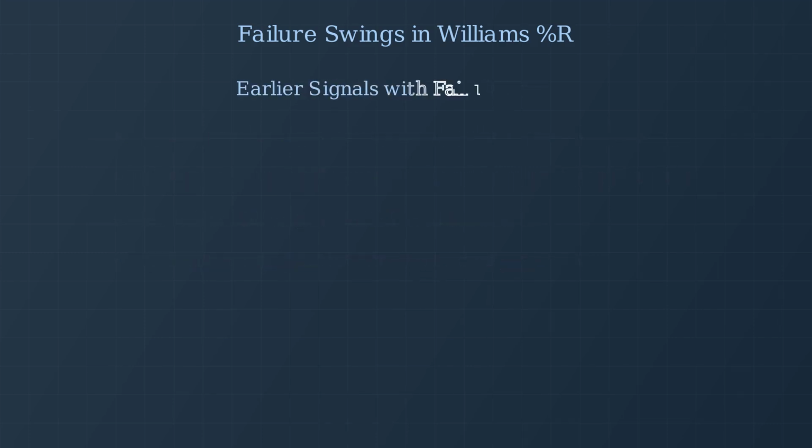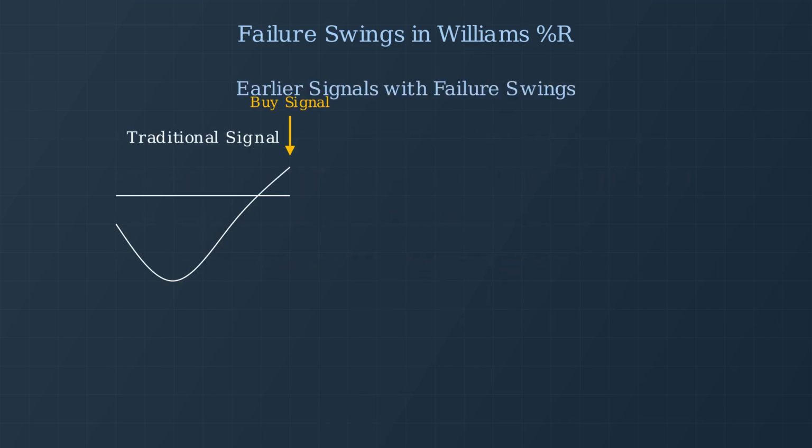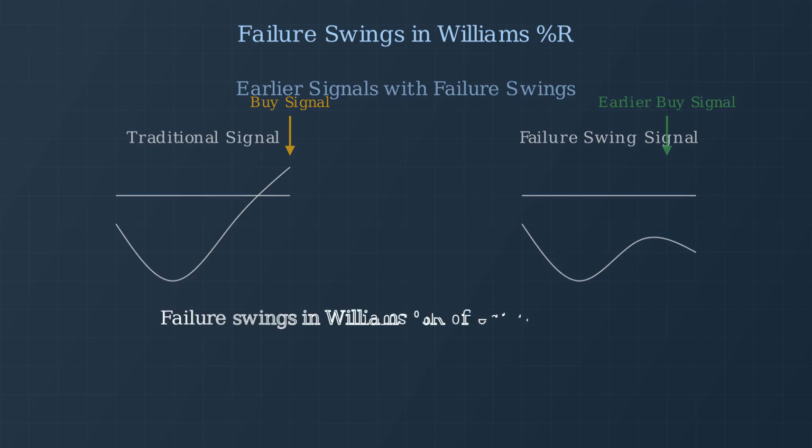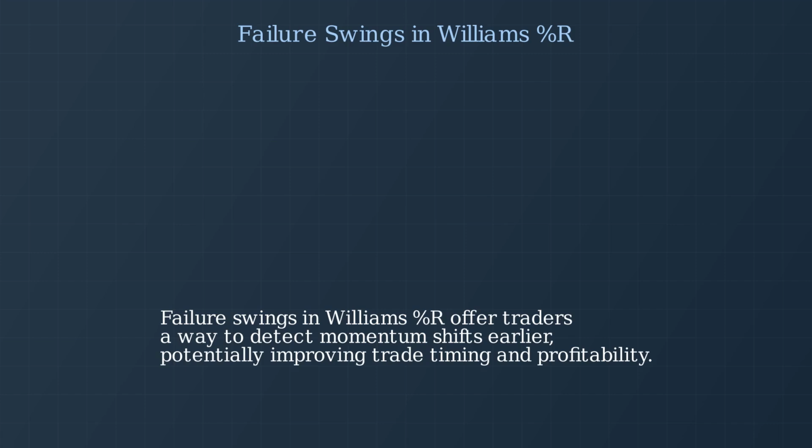Let's compare traditional Williams-Cent-R signals with failure swing patterns. With a traditional approach, traders wait for the indicator to cross back above -80 from the oversold region to generate a buy signal. However, failure swings can provide earlier signals by identifying changes in momentum before the indicator crosses the threshold. In summary, failure swings in Williams-Cent-R offer traders a way to detect momentum shifts earlier, potentially improving trade timing and profitability.